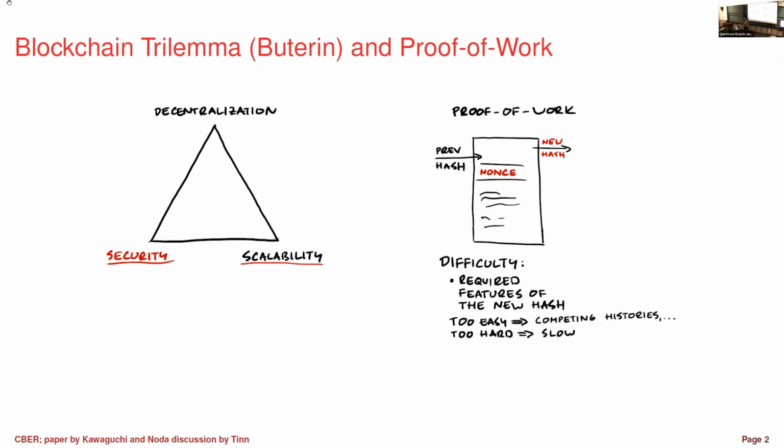So we have the previous hash, we have some information, and the difficulty. What this paper is focusing on is to do with what criteria we want for the new hash. So many computers are going to try to modify one number in the code until we get the hash with suitable features.